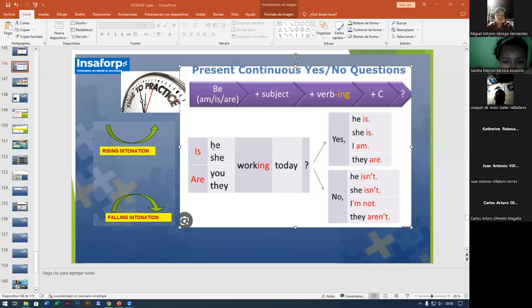Because you repeat it like, is he working today? Is she working today? Are you working today? Are they working today? Yeah, correct. Very good. Okay. So this is the correct. It's rising intonation. That's good. Okay. Now let's go ahead on the next part.